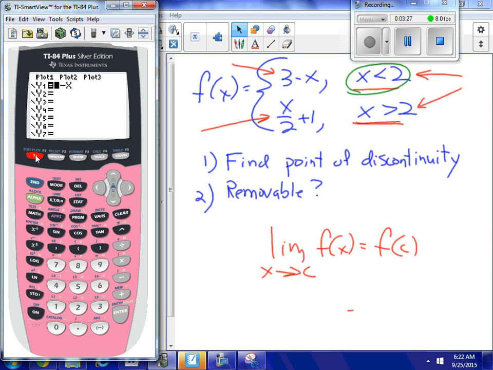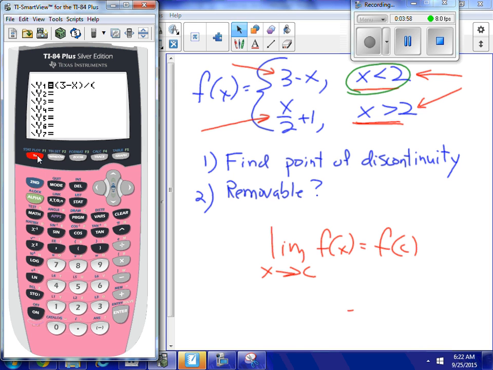So if I go back to my Y equals, I'm going to put my 3 minus x into parentheses. And I am going to divide that by an inequality. Inequalities can be found if you look at the Math button. Right above it, it says Test. So I'm going to go 2nd Test.